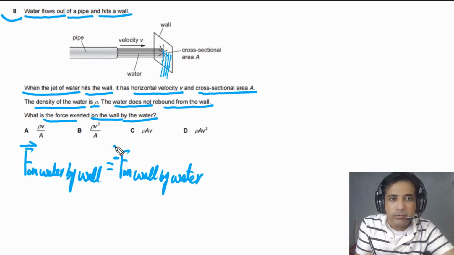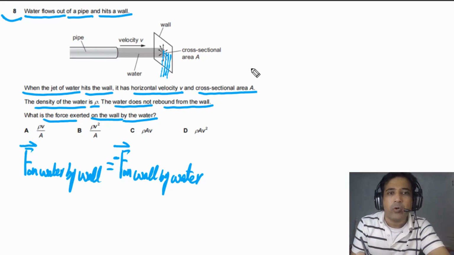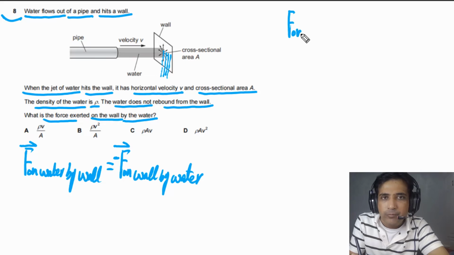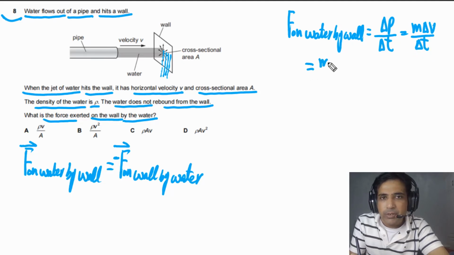Now we need to find out force on water by wall. If we have force on water by wall, we can find out force on wall by water. So this is force on water by wall. We will find out this force first of all. And this force is simply equal to the rate of change of momentum of water. And rate of change of momentum is equal to m times delta v over delta t. We can rearrange this one. We can write this as m over delta t, meaning this is mass flow rate times change in velocity. In this case, we will take to the left as positive.